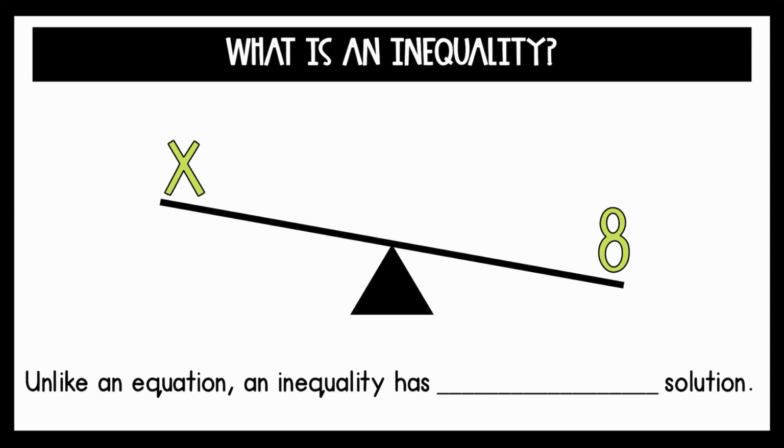And unlike an equation, an inequality actually has more than one solution. So in this picture, we could say that x is going to be less than 8. So x could be 5. 5 is less than 8. It could be -2. -2 is less than 8. It could be 3.5. 3.5 is less than 8. So we can see that an inequality is going to have multiple solutions, and we're going to show that a little bit differently than we would with an equation.